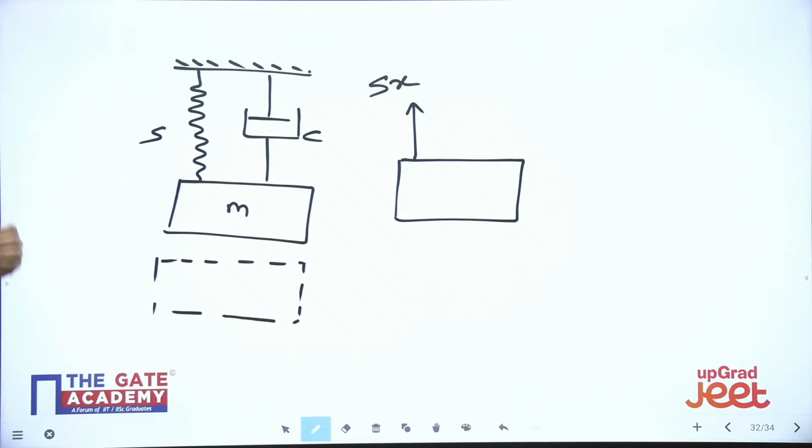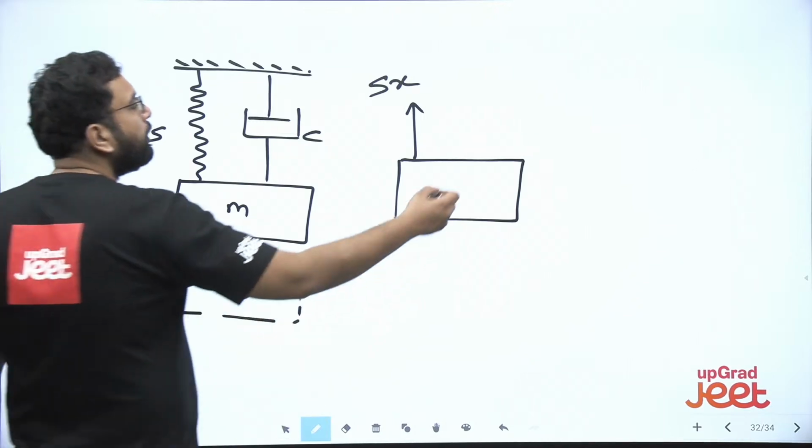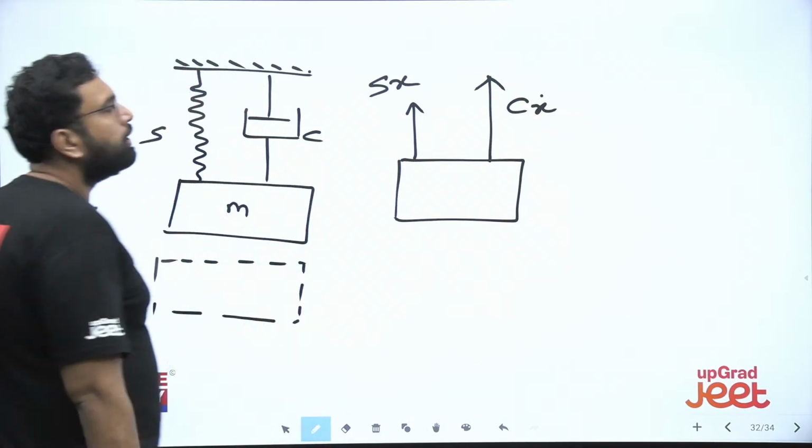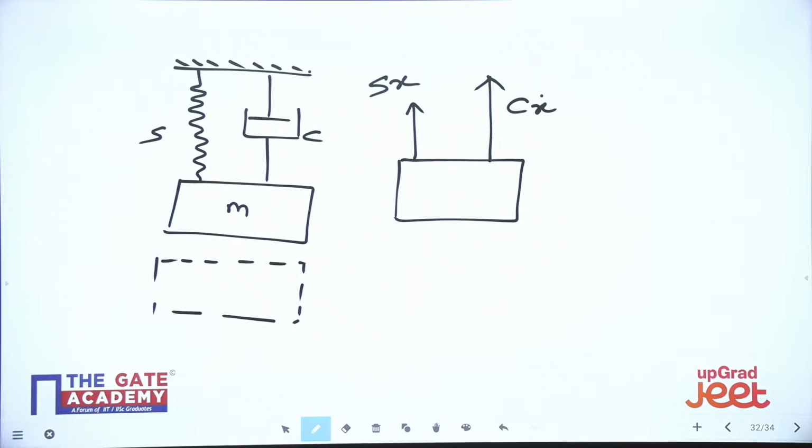So this is going to be Sx. What will be the resistance given by this damper? It is going to be Cx dot. Is it fine, everyone? Please answer me. It is going to be Cx dot.